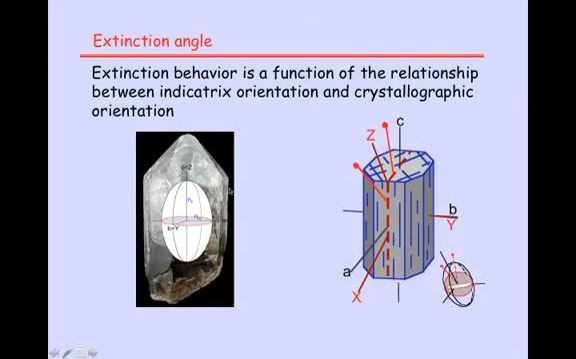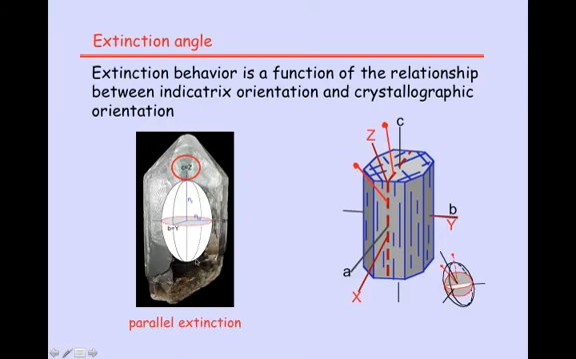In an anisotropic mineral, one property we observe is the extinction angle. The extinction behavior is a function of the relationship between the optical axes, the indicatrix, that I'm not going to worry you with, but the optical axes, how light passes through the mineral, how those are oriented relative to the crystallographic orientation, so the crystal axes.